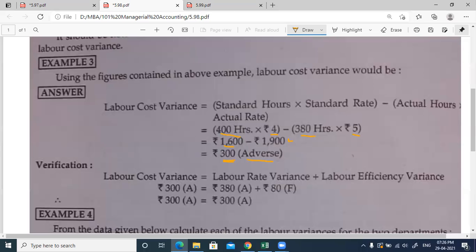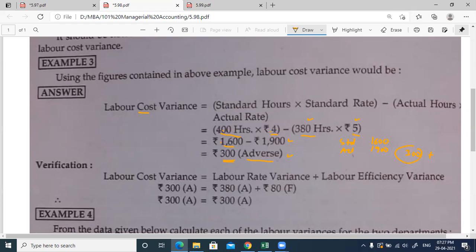I repeat, labor cost variance is standard minus actuals. Standard hours is 400 into 4 rupees, that works to 1600, and the actual hours worked by the employee is 380 hours, where he has saved 20 hours, but at the same time the HR has paid 1 rupee extra. So this works to 400 into 4 is 1600 and 380 into 5 is 1900. So standard is 1600 and actuals is 1900. So 300 rupees actually we are paying extra. That is not favorable. It is adverse because you're paying extra.